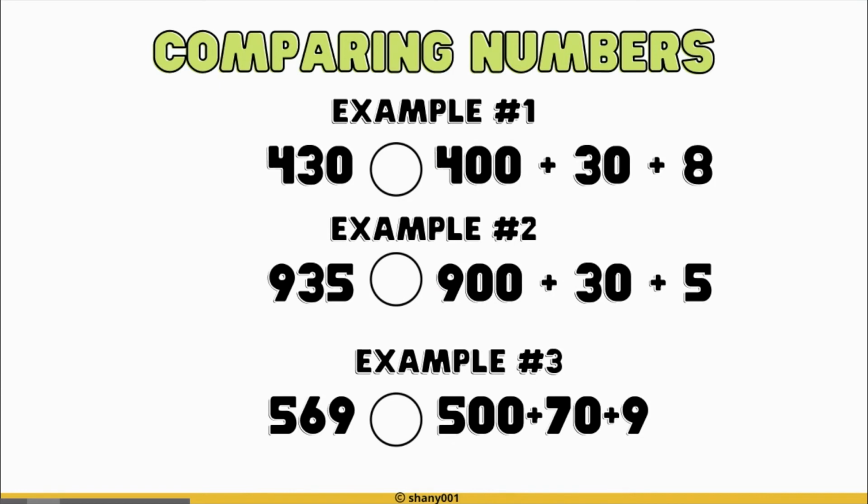Let's try another example. In this example, my first number is written in standard form, but my second number is written in expanded form. So I'll help you out with the first one. This number, 438, you're going to add them together and it will equal 438.